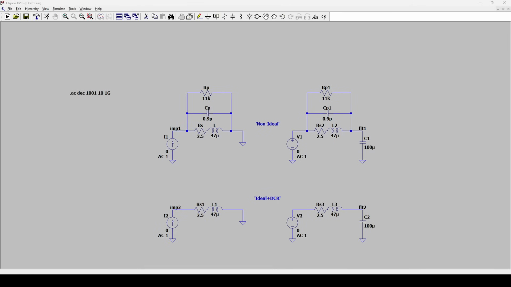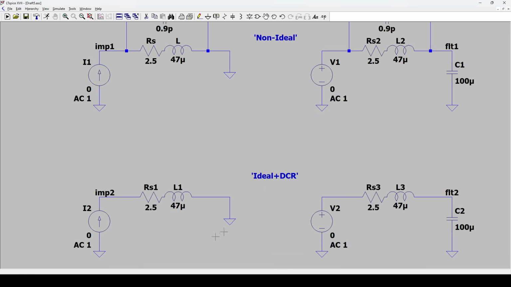imported our non-ideal and pretty much ideal inductor properties into a simulation. The bottom left circuit, I simply have a current source feeding a DC resistance plus my nominal inductance value of 47 microhenry. So here we have a pretty much ideal circuit, just modeling the DC resistance plus our inductance. And I'm feeding in a current of magnitude 1. And once we probe the node to the left here, we can get the equivalent impedance looking into the inductor. On the right-hand side, I have the same setup, but I have a capacitor at the output and a voltage source instead of a current source because this now forms an LC low-pass filter.